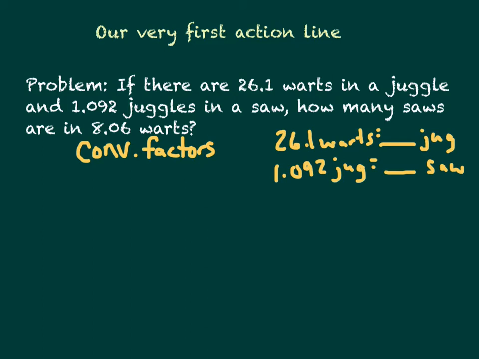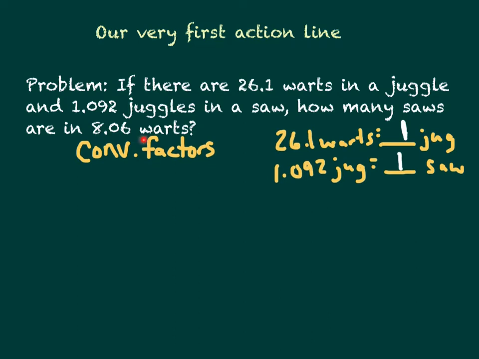So first of all, we got to come up with our conversion factors. And so for our conversion factors, we have 26.1 warts in how many juggles? Right up here in the problem, it says 26.1 warts in a juggle. So that would be in one juggle. And then it says how many saws are, 1.092 juggles in a saw. So there's 1.092 juggles in one saw. So there's our conversion factors.